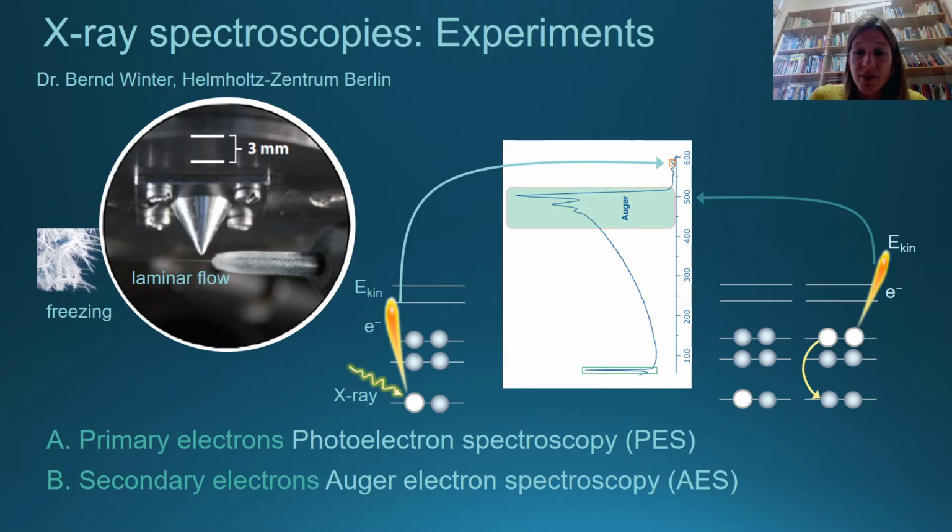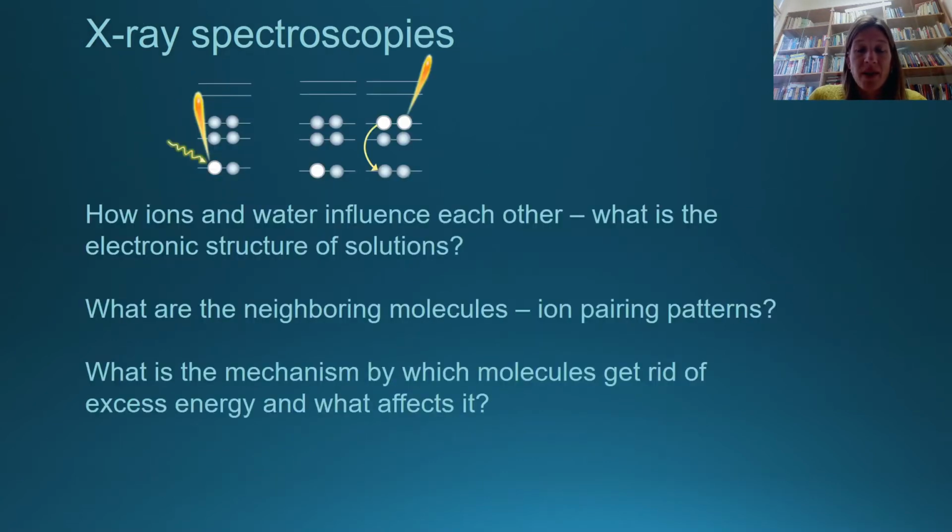This type of spectroscopy is called Auger electron spectroscopy, and these two spectroscopies are giving us different information which is in a way complementary about the electronic structure and also the structure of solutions. So if we understand both the primary and secondary electrons and can model all of the processes which are leading to the ejection of these electrons, we would be able to understand how ions and water influence each other. In other words, what is the electronic structure of the solutions.